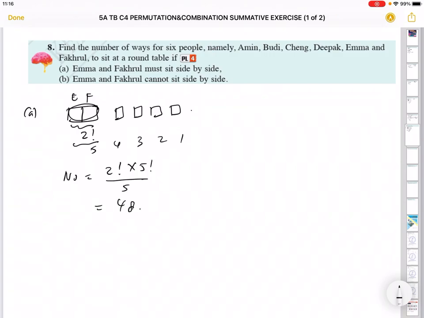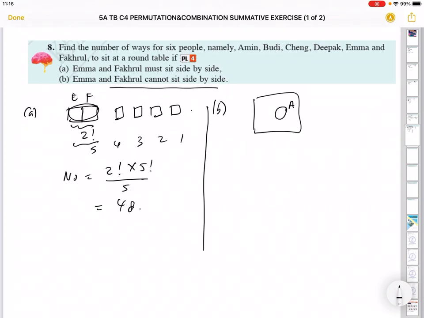Now, next one. Emma and Fakhrul cannot sit side by side. So I think the easiest way to do this is total minus they sit next to each other, right? You already know the concept of this. Let's say A is an event that they sit next to each other. This outside A is called A complement, and the number of elements of A complement is the size of your sample space minus the number of elements in event A.